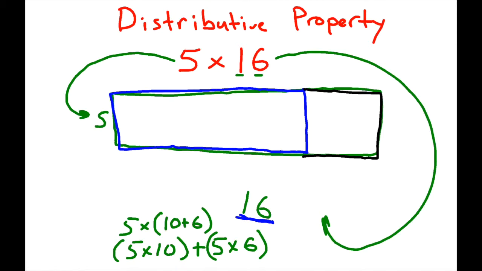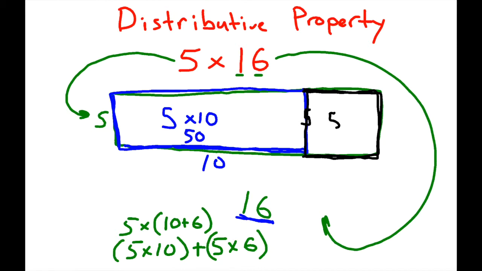So real quickly, the blue rectangle has a length of 5 and a width of 10 for an area of 50. The black rectangle also has a length of 5, but it has a width of 6 because I've separated 16 into 10 and 6. So with the width of 6, you end up with 30.